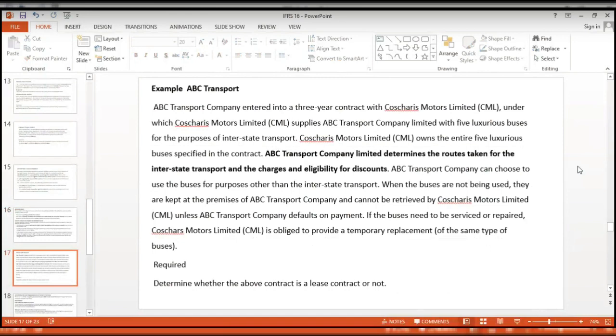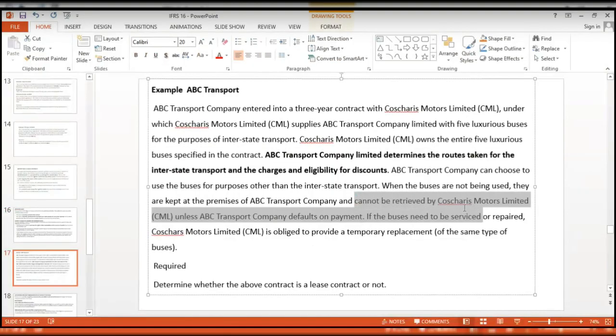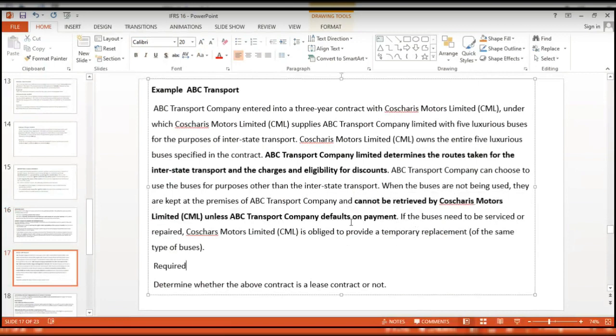We now further say ABC Transport Company can choose to use the buses for purposes other than interstate. Yes, it has the right. You can use it for charter. You can decide to use it within the state. You can use it for any other purpose for that period. When the buses are not being used, they are kept at the premises of ABC Transport and cannot be retrieved by Cash Carries Motors Limited unless ABC Transport defaults on payment. You see, except they cannot pay, this company that owns the cars cannot retrieve it.